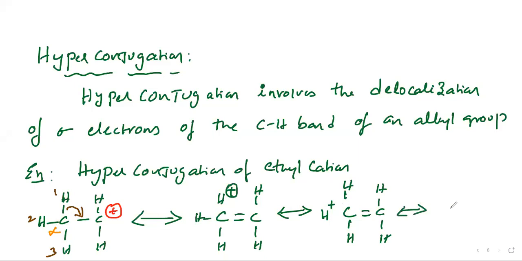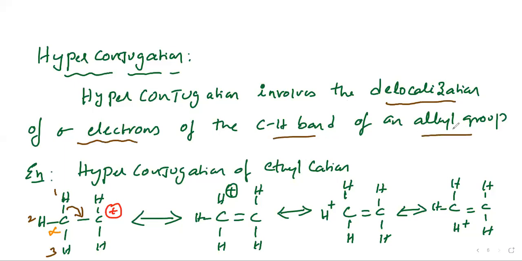Now the third CH bond is going to get shifted. What are you going to get? H, H. This we are calling hyperconjugation. Hyperconjugation involves the delocalization of the sigma electrons of the CH bond of an alkyl group.